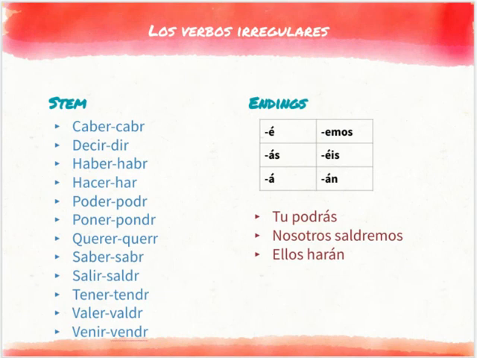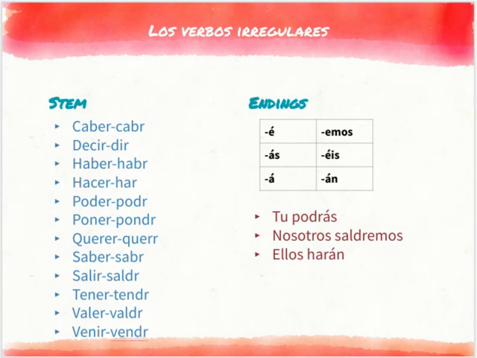Okay, los irregulares. Like in every tense that we've seen this year, there are always some verbs that are irregular. Fortunately, it tends to be the same verbs that are irregular in the present, irregular in the preterite, that are irregular in the future. And the only thing that's irregular is the stem. So take a look at the verbs on the left-hand column.